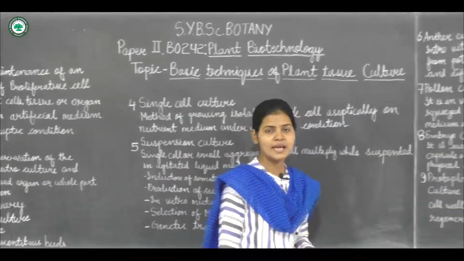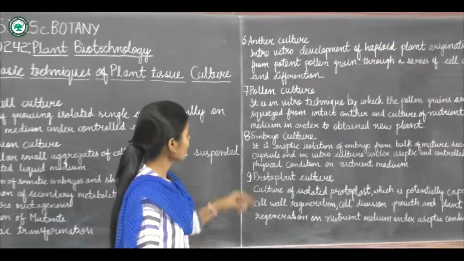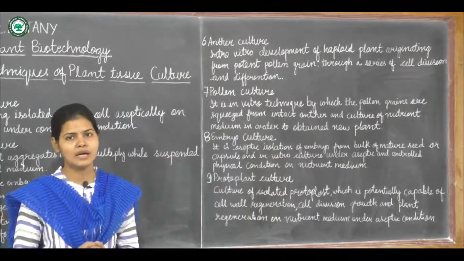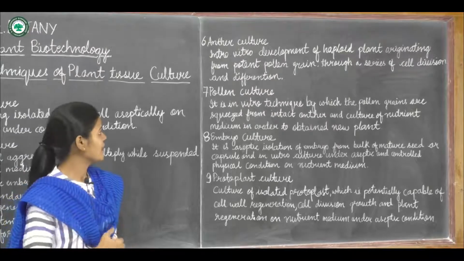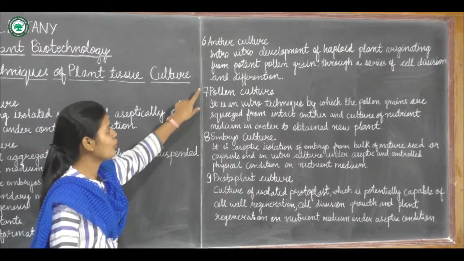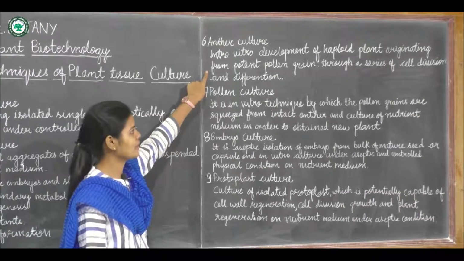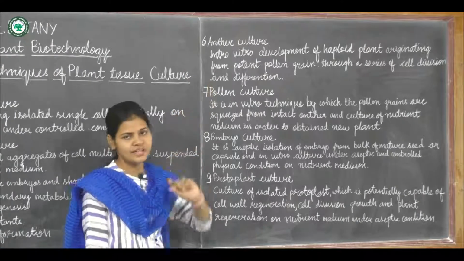Now next is anther culture. What is anther culture? Anther is the male reproductive part of a flower. What is done in anther culture? In vitro development of haploid plants originating from the potent pollen grain through a series of cell divisions and differentiation.